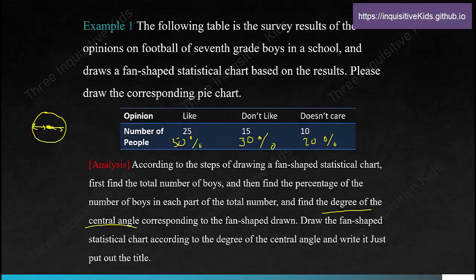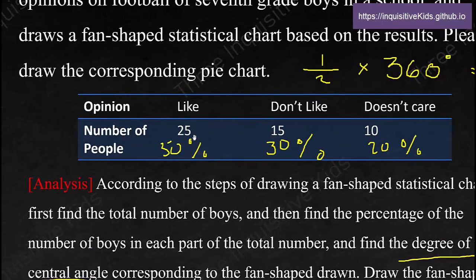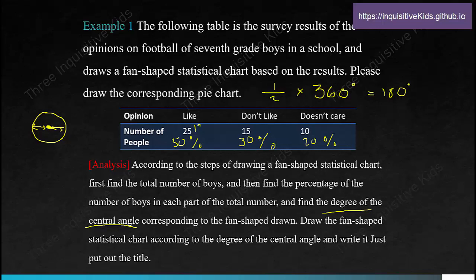Anyways, what you do is you take this percentage, which is, in this case, I'll write it as 1/2 because 50% is the same thing as 1/2, and then you times that with the total degrees of a circle, 360 degrees, and then you get 180 degrees. So that means that this would actually be worth 180 degrees when drawing the pie chart.